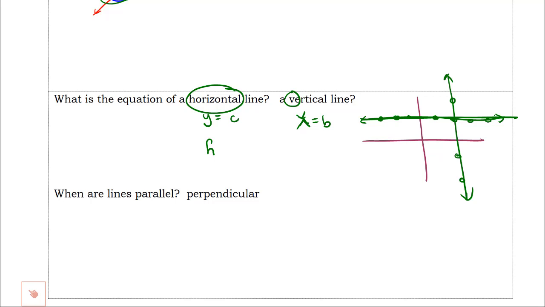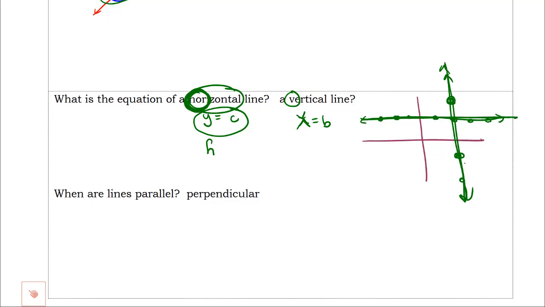what's the slope for a horizontal line? 0. You want to see another bad thing? A horizontal line has a slope of 0. Because if you do the slope formula where the y's are the same, where's the 0? On top. Good. On the other hand, if I take a vertical line and do the slope formula where the x's are the same, where's the 0? On the bottom. What do we call that slope?